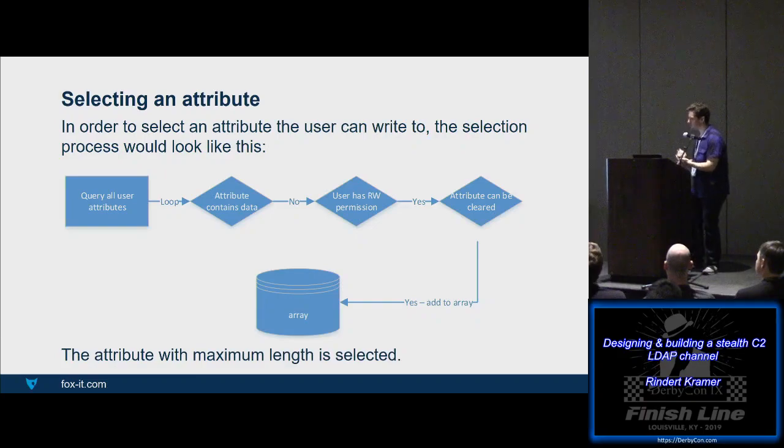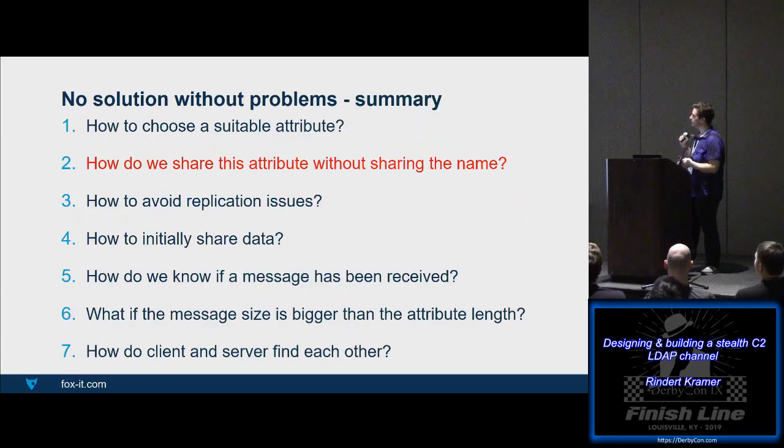And for data not ending up in the GUI, I could not find a really reliable way to identify those attributes. So I created a blacklist in code that contains attributes like the telephone number, the street address, and stuff like that that ends up in the address book. That was the most sufficient solution that I could think of. But how do we share this attribute without sharing the name?